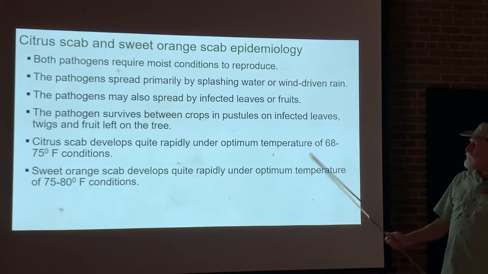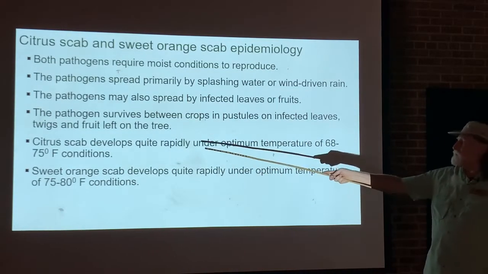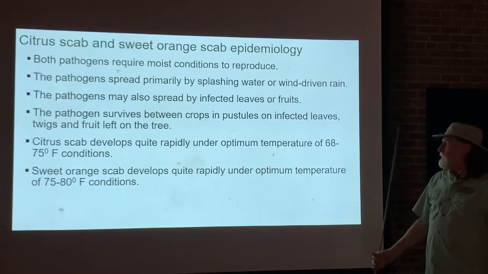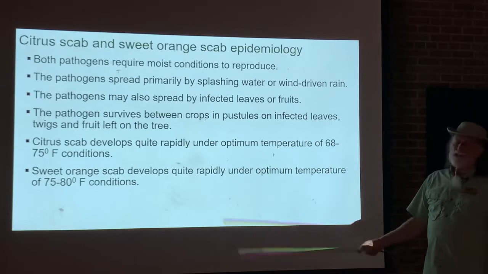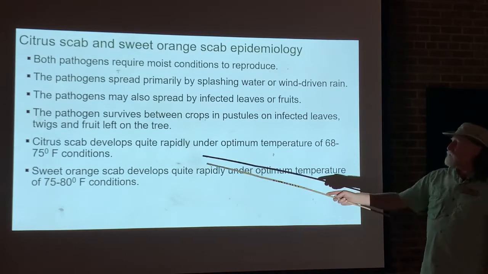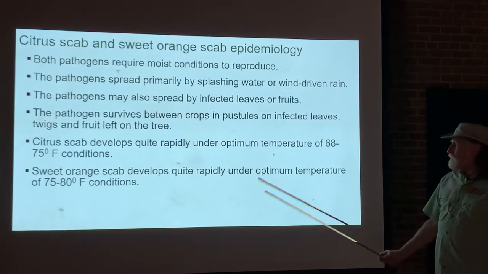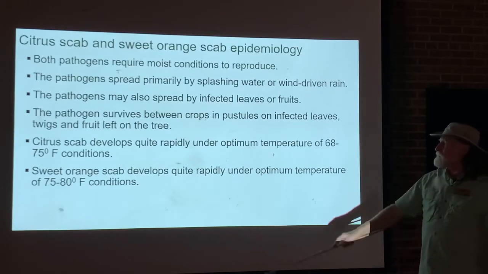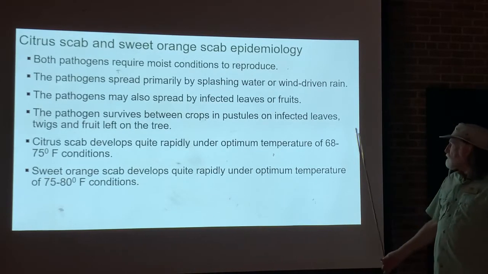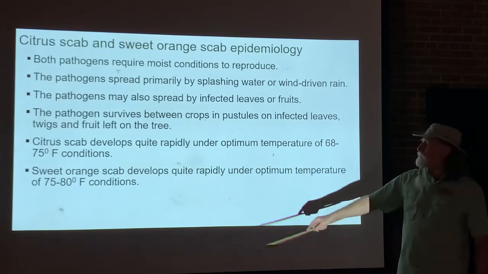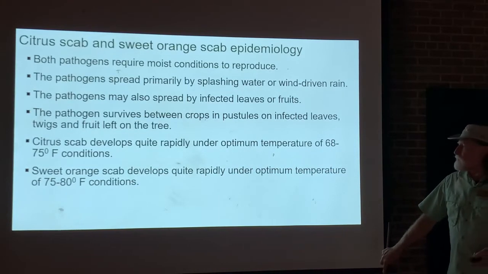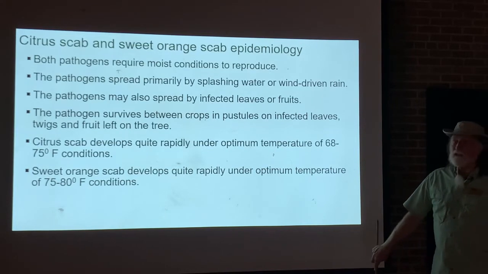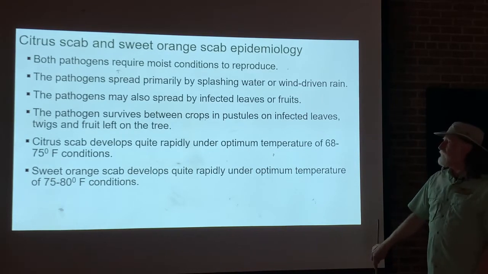And there's a little bit of a temperature difference between the two. As you can see here, citrus scab develops rapidly, and its optimum temperature is 68 to 75 degrees, whereas sweet orange scab also develops rapidly, but its optimum temperature is 75 to 80 degrees. Now remember, these are the optimum temperatures for the fungus to develop, reproduce, and infect. But there is a broader range of temperatures over which it can be active and still spread.